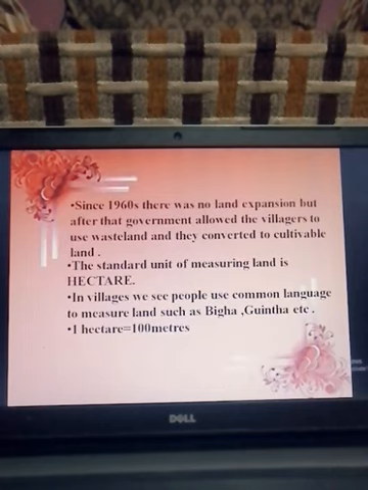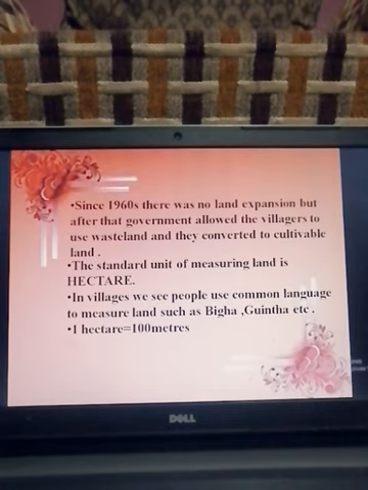But since 1960, there was no land expansion. That is the reason the government changed the decision and allowed the villagers to use the wasteland, and then they started converting the wasteland into cultivable land. By this, their production increased.